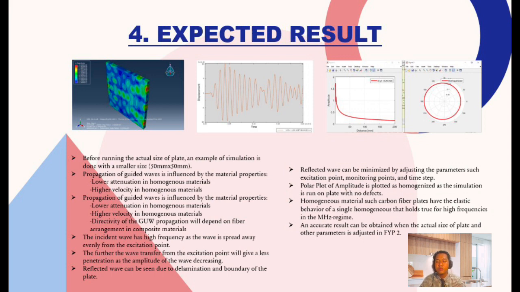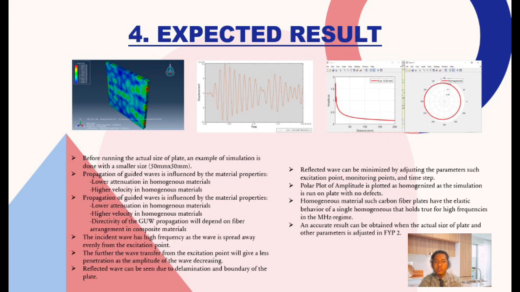I have run one of the simulations with a simple, smaller-size plate. As you can see from the graph, the incident wave of the higher frequency spreads away evenly from the excitation point. This happens because the wave transferred from the excitation will give less penetration as the amplitude of the wave decreases. Reflected waves can be seen due to the deformation and the boundary of the plate. Reflected waves can also be minimized by adjusting parameters such as excitation points, monitoring points, and time step.